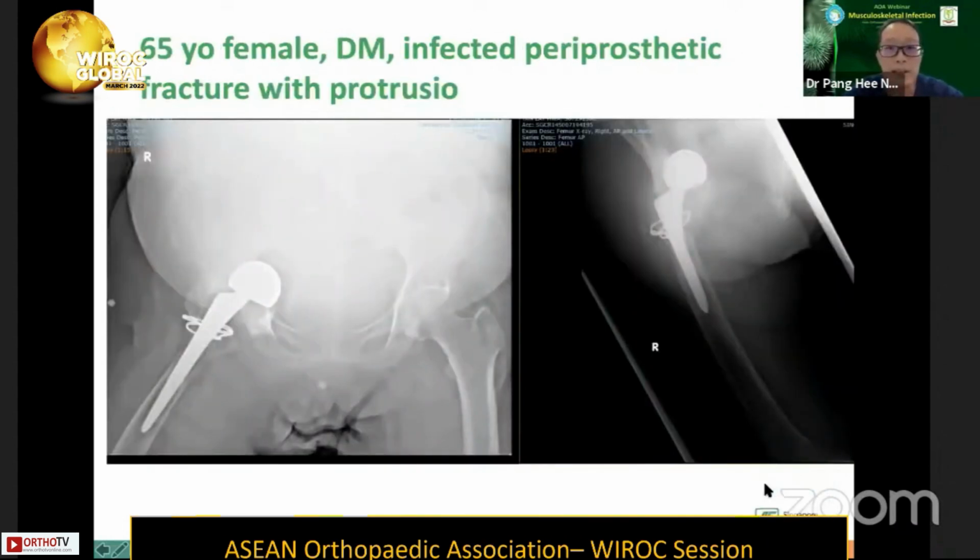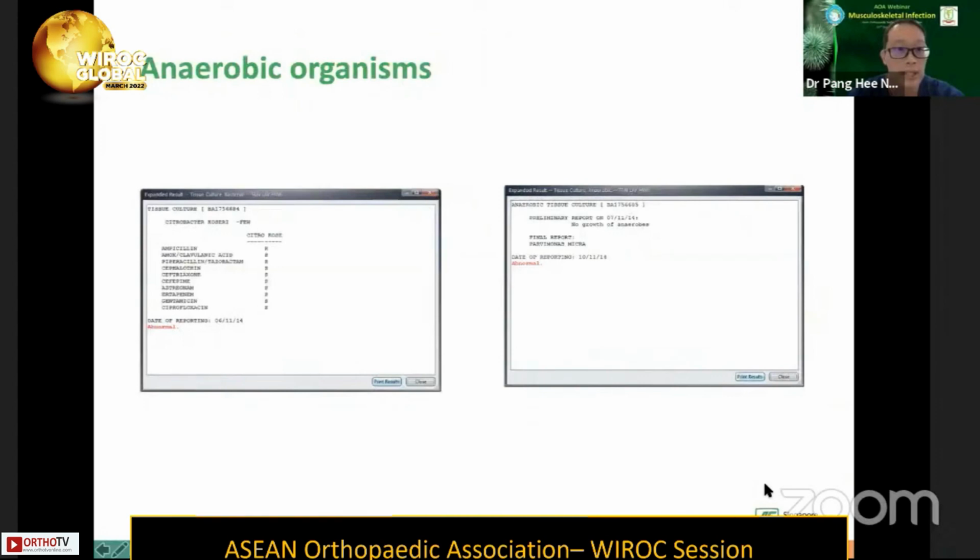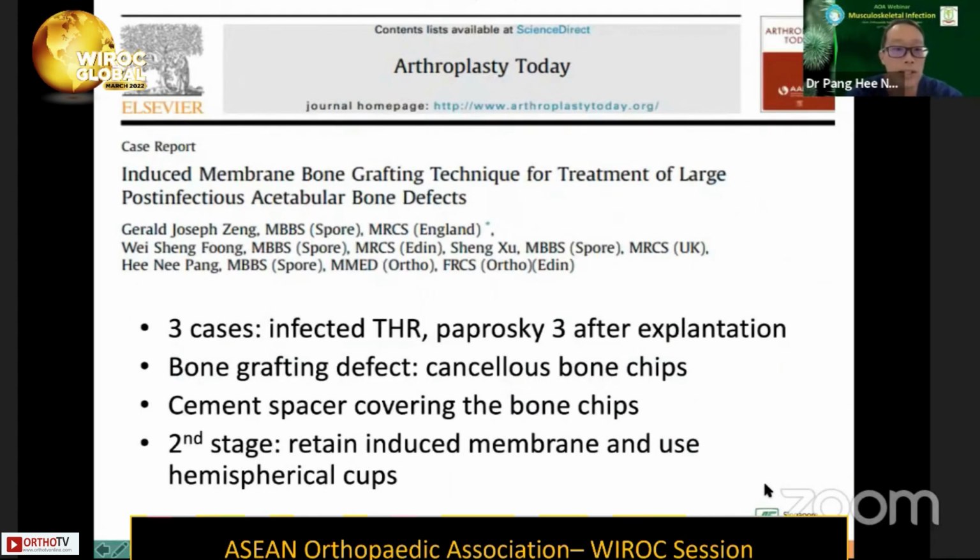So lastly, this is our technique for treating infected periprosthetic fracture with protrusio. You can see that there is a periprosthetic fracture around the bipolar implant, and there's a protrusio into the pelvis. Tissue cultures grew anaerobic organisms. We reported this technique for infected THR with Paprosky 3 defects in the socket after explantation. During the first stage, when we removed the implants, we gave a good wash, and we grafted the protrusio with cancellous bone chips. Then we put in a cement spacer to cover the bone chips and hold them in place.